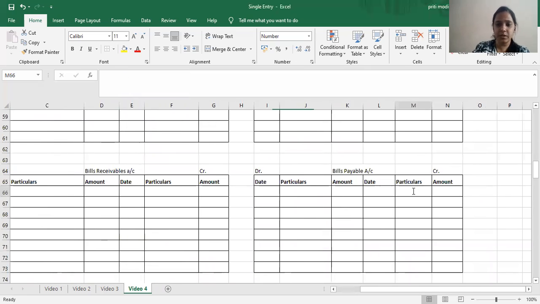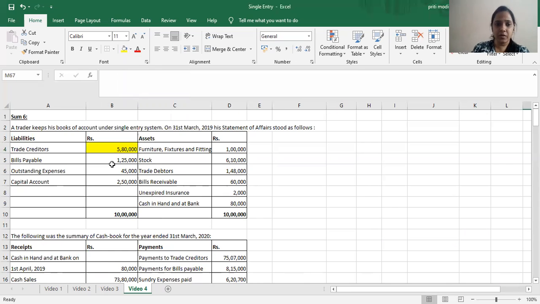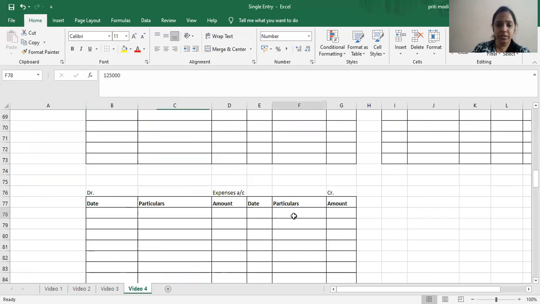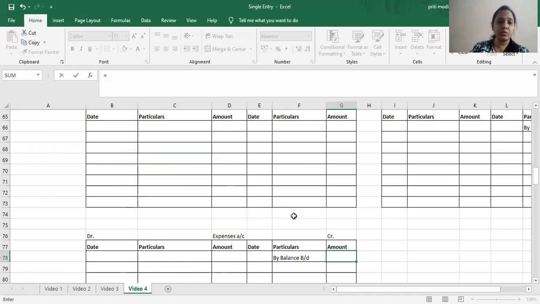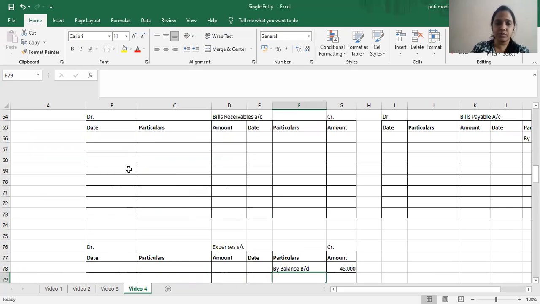So we have over here by balance BD, and we shall post the figure of 1,25,000. This is also done. Outstanding expenses, opening is given. So let's go to expense account. We are doing it by balance BD. Outstanding, so it's a liability, right? So we are posting the figure as 45,000. So this is also done.